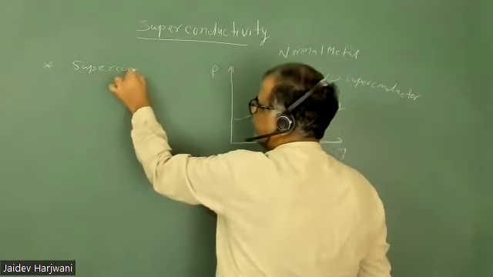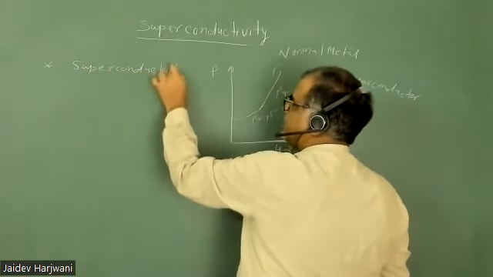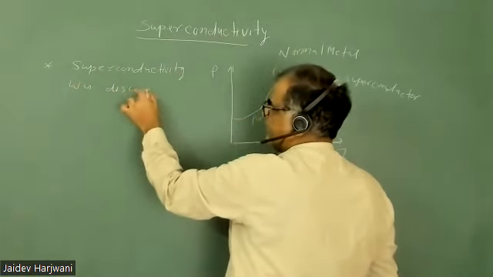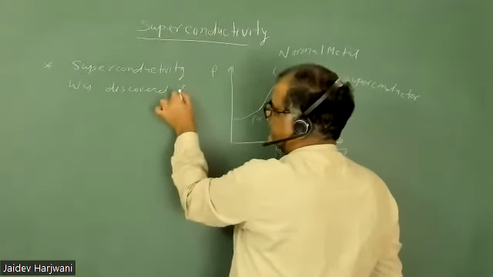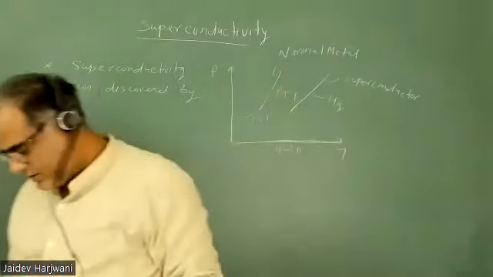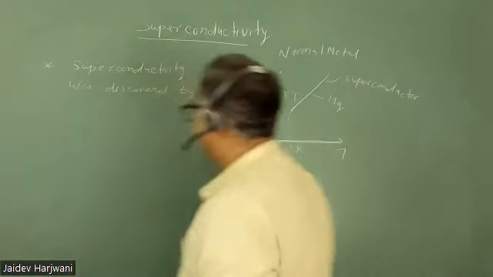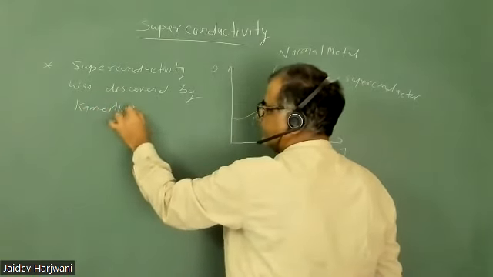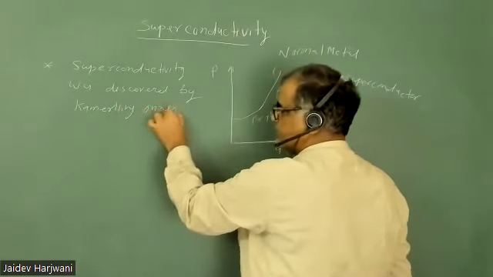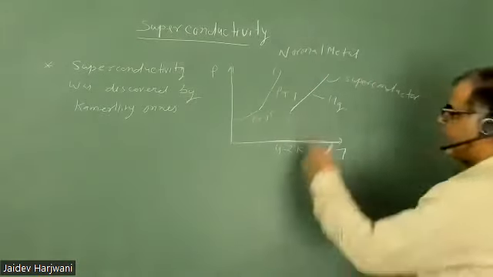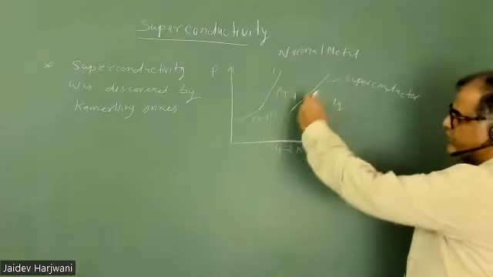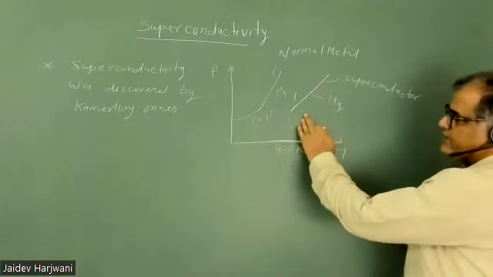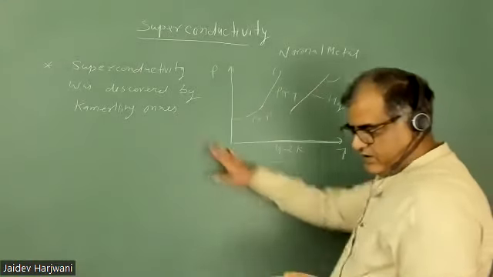Superconductivity was discovered by Kamerlingh Onnes. He was working on a sample of mercury, and when he was cooling the mercury, suddenly he observed that at a temperature of 4.2 Kelvin, its resistivity goes to zero. And this phenomenon is known as superconductivity.